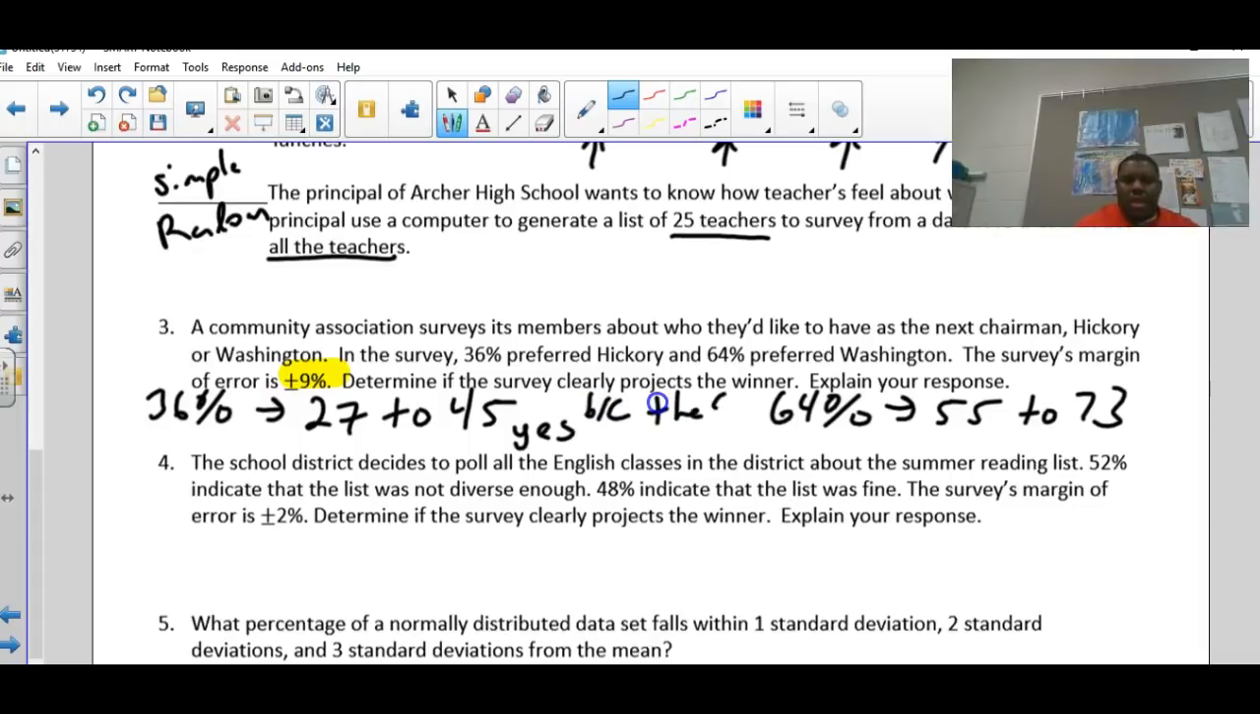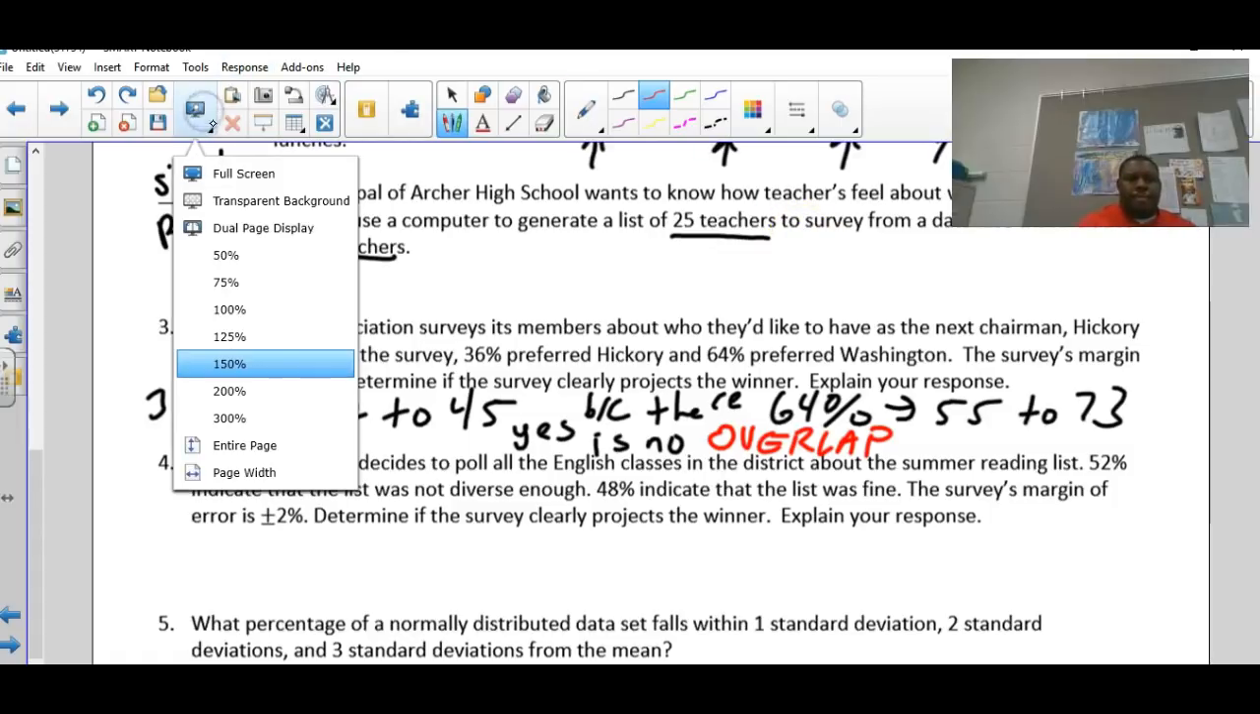there is no, and a key word I'm going to put right here in red, overlap. There's no overlap, guys. Don't forget that word. You need to mention that in your answer tomorrow. You need to say yes because there's no overlap, or no because there's overlap. There's no overlap. 27 to 45, none of those numbers in that range is in this range, 55 to 73.